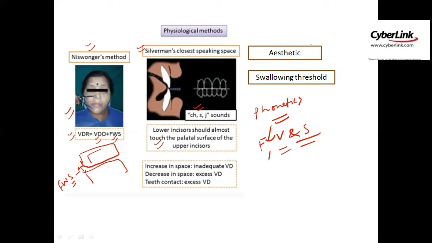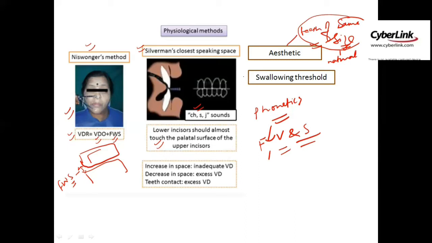Then come to your aesthetics. Aesthetics can be used to aid to determine the correct vertical dimension. This is done by selecting teeth of same size as the natural teeth, and by assessing the amount of residual ridge resorption. Right?